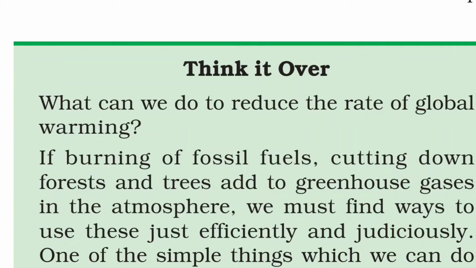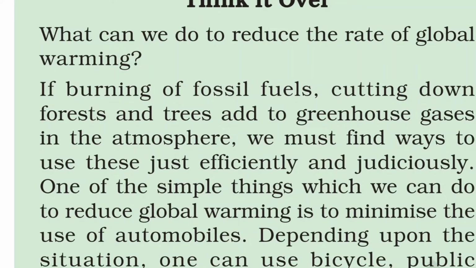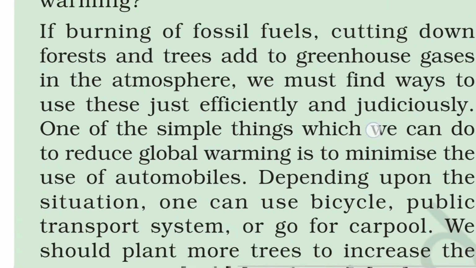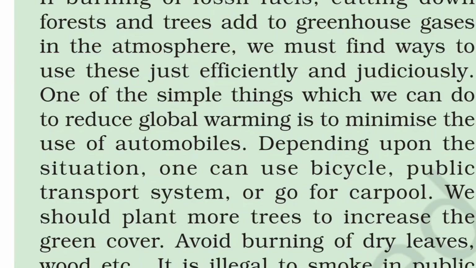What can we do to reduce the rate of global warming? If burning of fossil fuel, cutting down forests and trees add to greenhouse gases in the atmosphere, we must find ways to use these efficiently and judiciously. One of the simple things which we can do to reduce global warming is to minimize the use of automobiles. Depending upon the situation, one can use bicycle, public transport system and go for carpool.